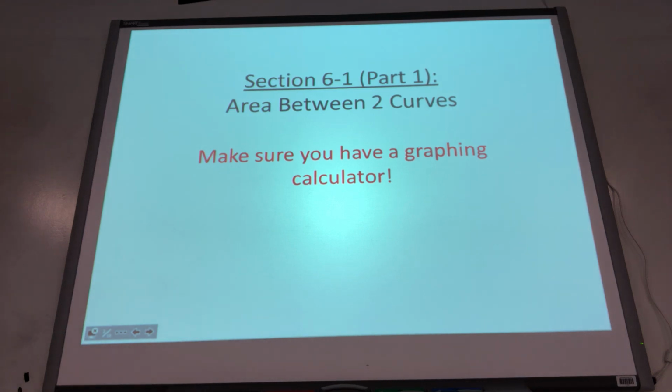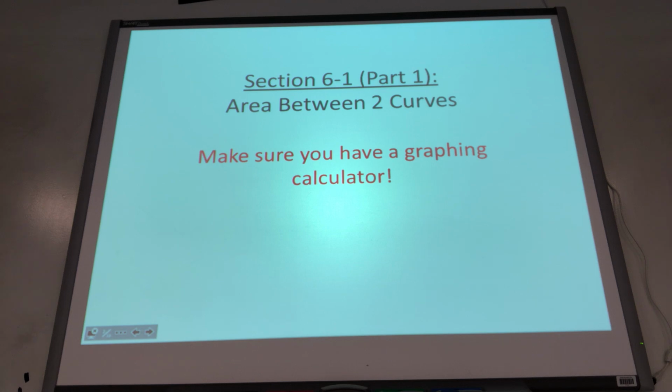Okay. We always kind of skip over chapter 5 unless we've got some extra time for some reason. We could come back and do it later, but chapter 6, in my opinion, is more important than chapter 5. So we're going to skip it for now. And the title of this section is called Area Between Two Curves. We are going to be doing some graphing. That's why I said make sure you have a graphing calculator.